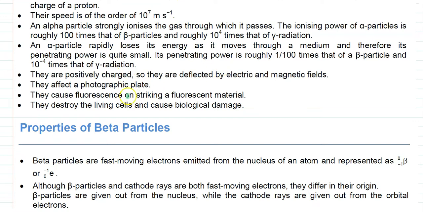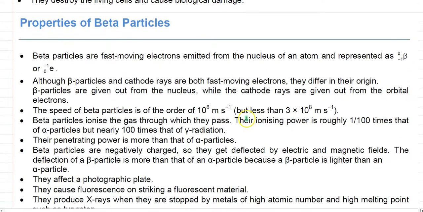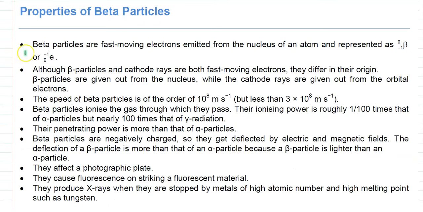These are positively charged, I have told, so they are deflected by electric and magnetic fields. They affect the photographic plate and they cause fluorescence on striking a fluorescent material. They destroy living cells and cause biological damage. These are the properties.